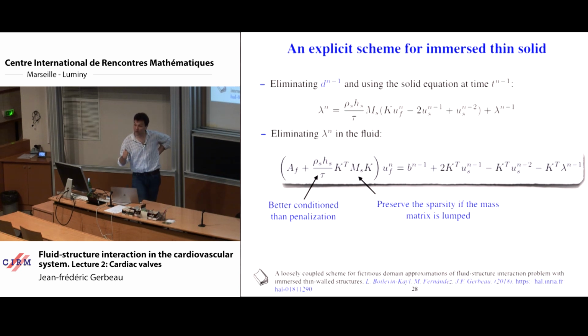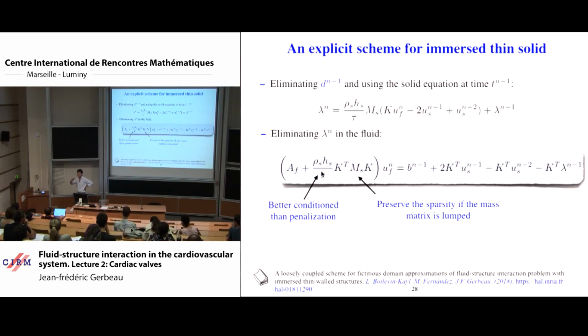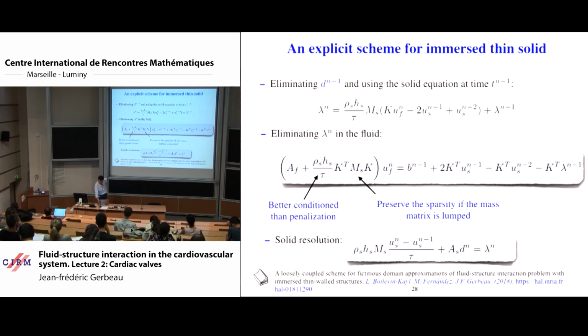The first property compared to penalization is that the coefficient here is now no longer 1 over epsilon. It's no longer something that will be very, very large. It's something that is related to the physics of the problem. That's the first nice property. And the second nice property is that as soon as you decide to do mass lumping, which is just replacing the mass matrix by something diagonal, then you recover the property of the Lagrange multiplier of having this K transpose K matrix in the sparse pattern of the original matrix. These two properties are extremely convenient, both for efficiency and for convenience of the implementation. And then you can solve the solid.